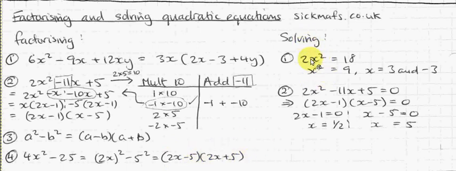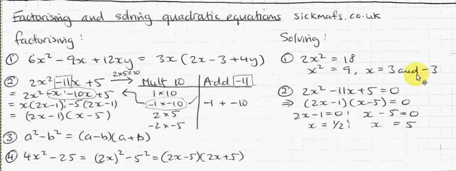Now let's get to solving. This is not much more than this actually. First of all, this one doesn't really need any special technique. You got 2x squared is 18, therefore 1x squared is going to be 9, and then if you square root 9, you will get x obviously. And what's the square root of 9? It's 3 and minus 3.